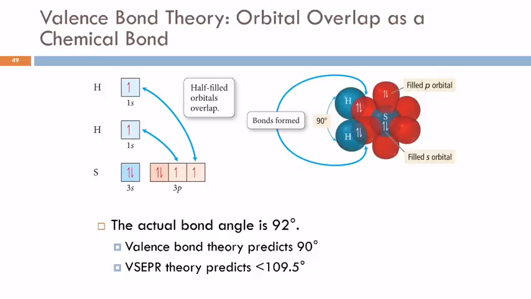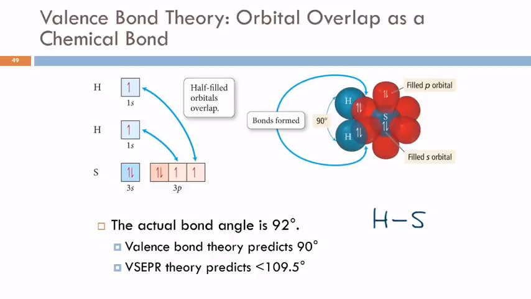So the actual bond angle that we measure here is 92 degrees. It's a little larger than what this is predicting. When we look at valence bond theory, that's what we're looking at, 90 degrees. When we look at VSEPR theory, it predicts that the angle is less than 109.5. So let's just look at why that is real quick.